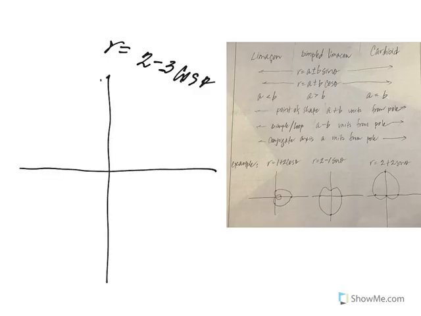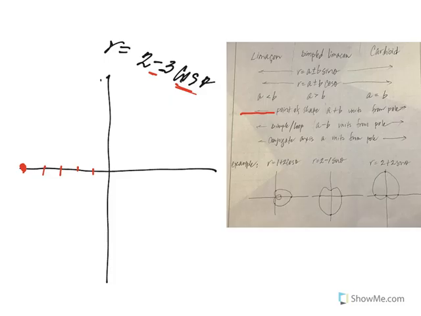2 minus 3 cosine theta. So I've got a cosine, that is x-axis symmetry, and I've got a negative. That means it's going to point to the left. How many units? It's going to be 3 plus 2. It's 5 units, so it's 1, 2, 3, 4, 5. I know it's going to hit right here. By the way, this is a limaçon because a is less than b.